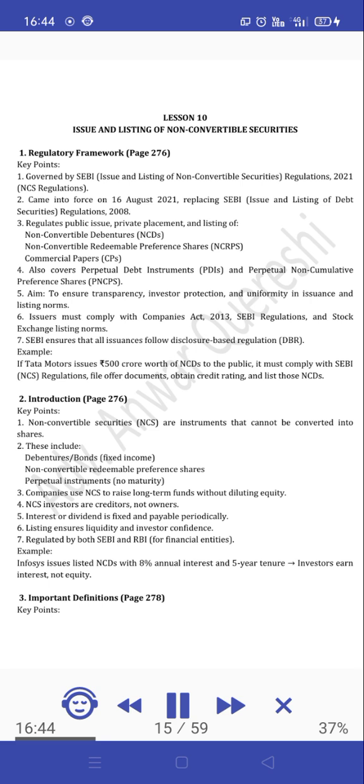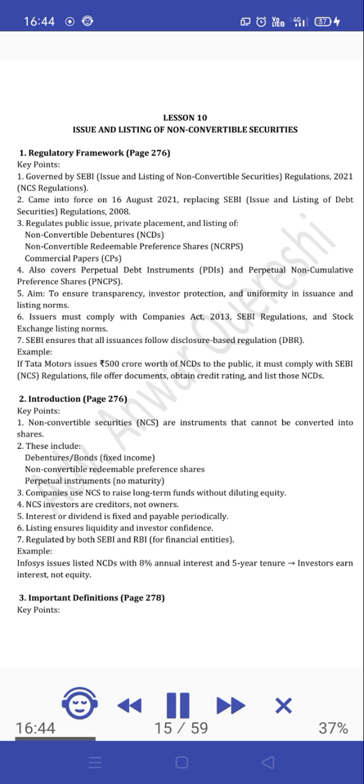Example: if Tata Motors issues 500 crore rupees worth of NCDs to the public, it must comply with SEBI NCS regulations, file offer documents, obtain credit rating, and list those NCDs. 2. Introduction, page 276, key points. 1. Non-convertible securities, NCS, are instruments that cannot be converted into shares. 2. These include debentures, bonds, fixed income, non-convertible redeemable preference shares, perpetual instruments with no maturity.